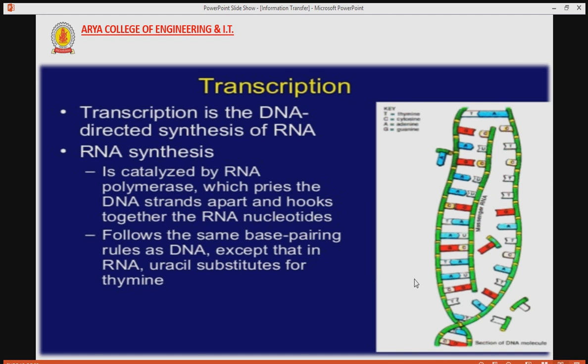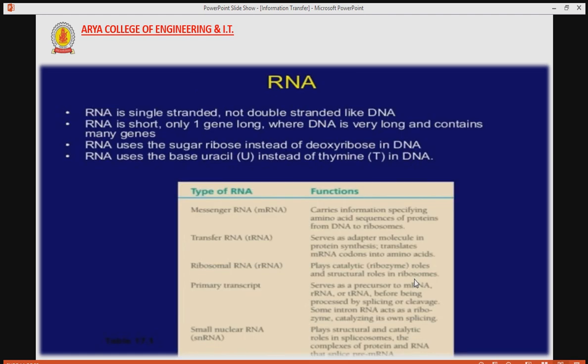So start with transcription. Transcription is the DNA-directed synthesis of RNA. RNA synthesis is catalyzed by RNA polymerase. It follows the same base pairing rules as in DNA, except that in RNA uracil is used instead of thymine. We know the bases in DNA and RNA are the same, except thymine is replaced by uracil in RNA, and the rest of the process is similar to DNA.